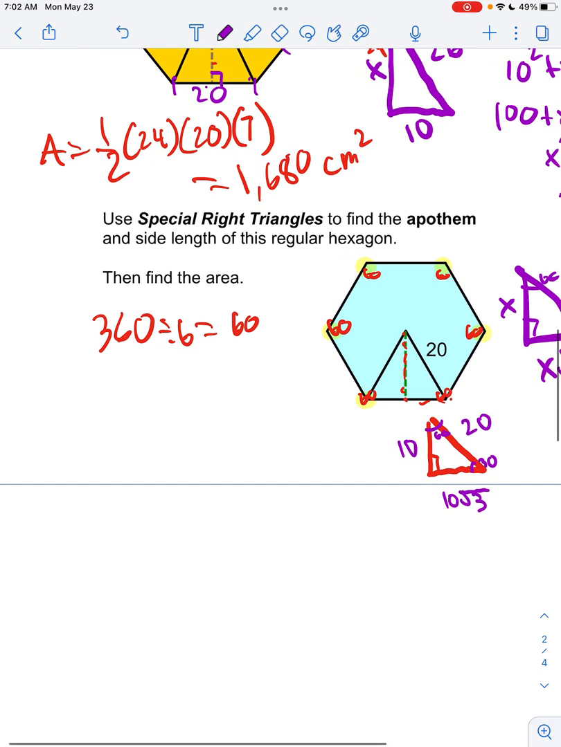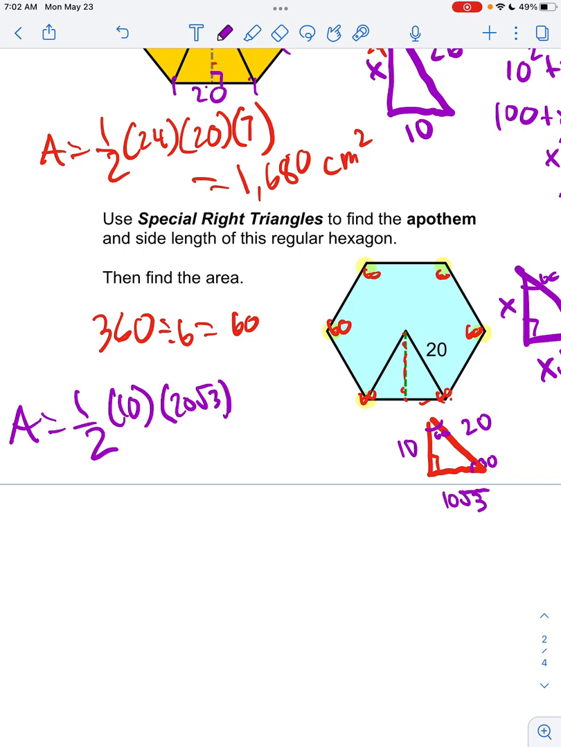So we now have enough information. Again, area equals 1/2. My A, my apothem, is the height. And then my base is 10 square root 3 plus 10 square root 3, which is going to give me 20 square root 3. And then this is going to be multiplied by 1, 2, 3, 4, 5, 6. So 0.5 times 10 times 6 times 20.